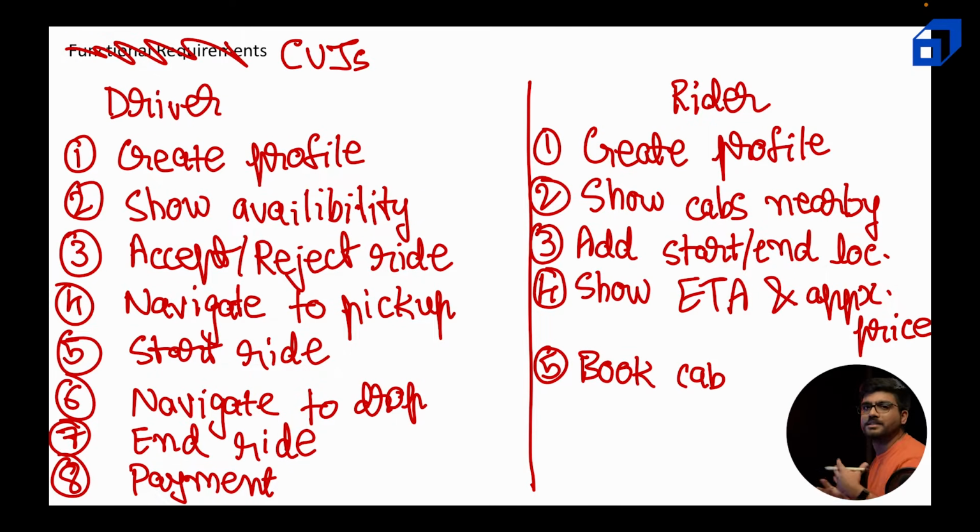Right now we have not started to book the cab, we are just seeing what all prices are there, what all timing it's going to take and so on. So book cab from the start location to the end location is the next user journey, and then the remaining user journeys are on the part of the driver.